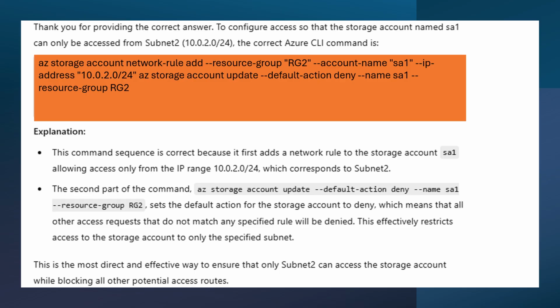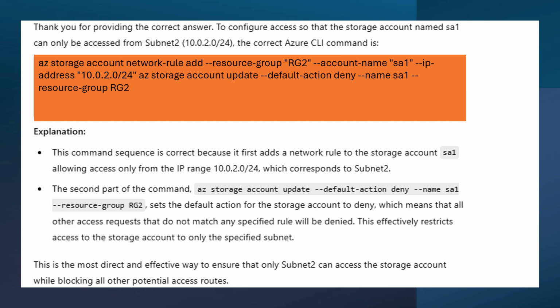To configure access so that the storage account named SA1 can only be accessed from subnet 2, the correct Azure CLI command is: az storage account network-rule add, resource group RG2, account-name SA1, IP address 10.0.2.0/24, then az storage account update, default-action deny, name SA1, resource group RG2.